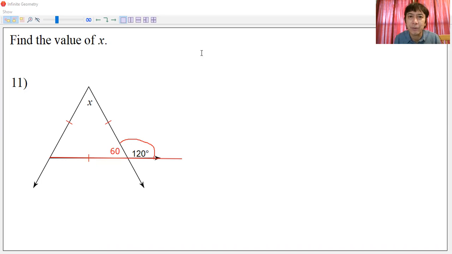Okay, so this angle inside must be 60. Just 180 minus 120, that's a 60.